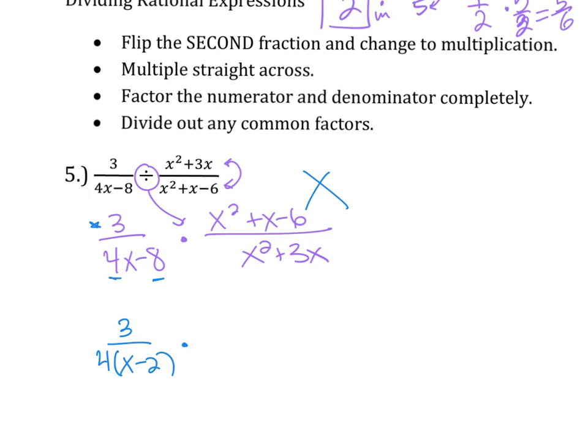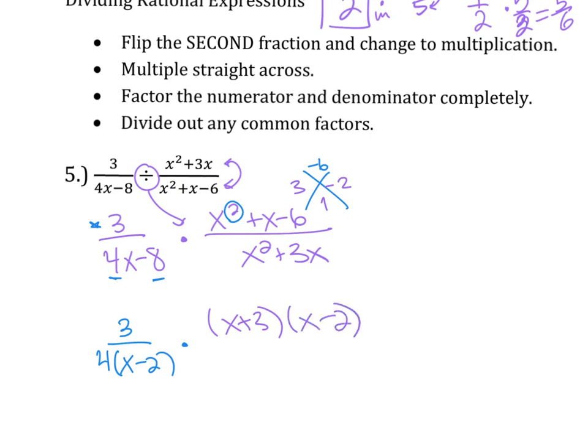I knew I had the x factor because of the squared. Negative 6 goes on top. Whoops, 1 goes on the bottom. And we did this one before. Let's see, it was 3 and 2. 2 is negative. So we have x plus 3 and x minus 2.